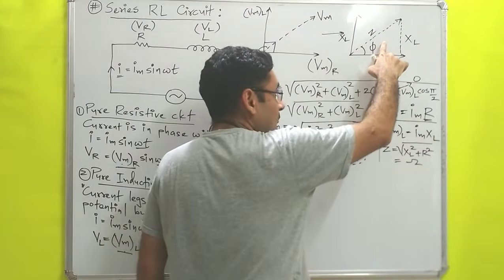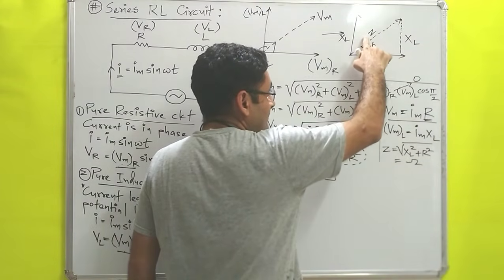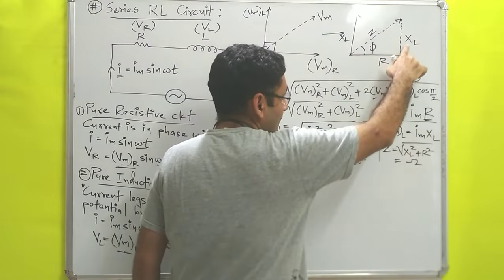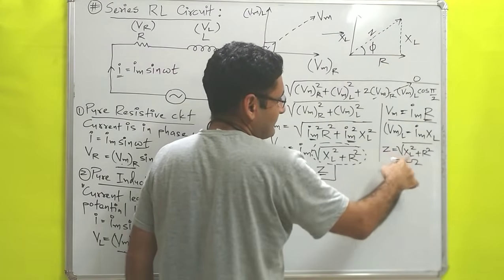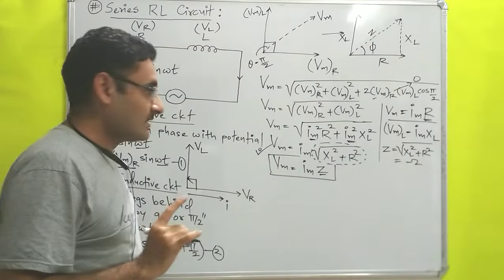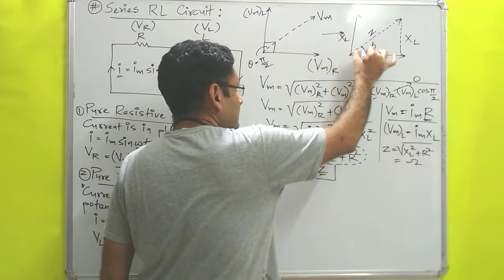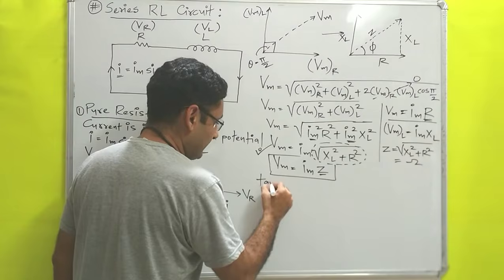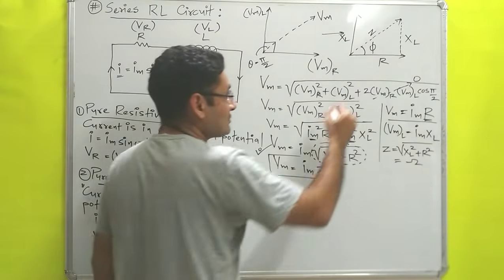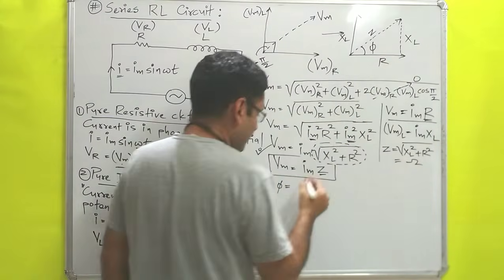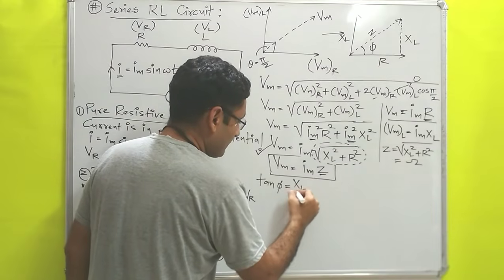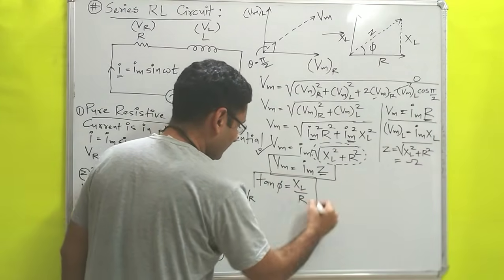So from this diagram also we can say that the value of Z is equal to the square root of XL square plus R square. Now if you want to find this angle, we can write tan phi. So tan phi is equal to perpendicular by base, so it will be XL by R.